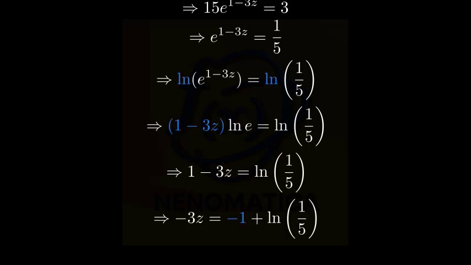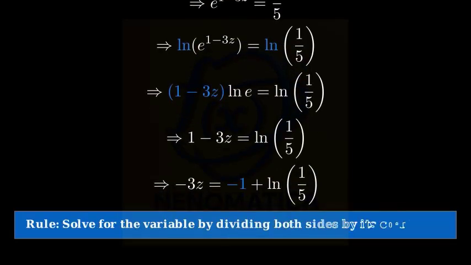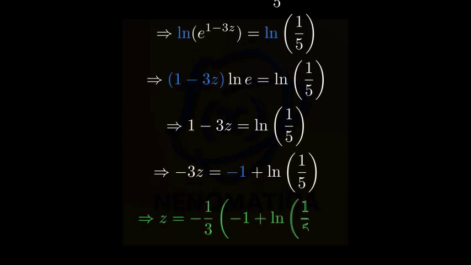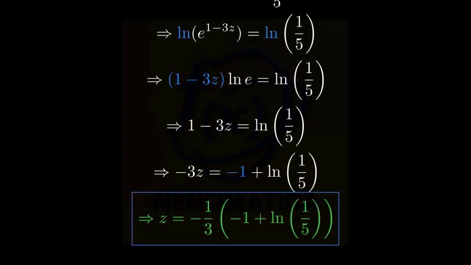Let me explain what we have. z equals negative 1/3 times the quantity, -1 plus the natural logarithm of 1/5. We can further simplify this by evaluating the natural logarithm, but this is our exact solution in terms of logarithms.